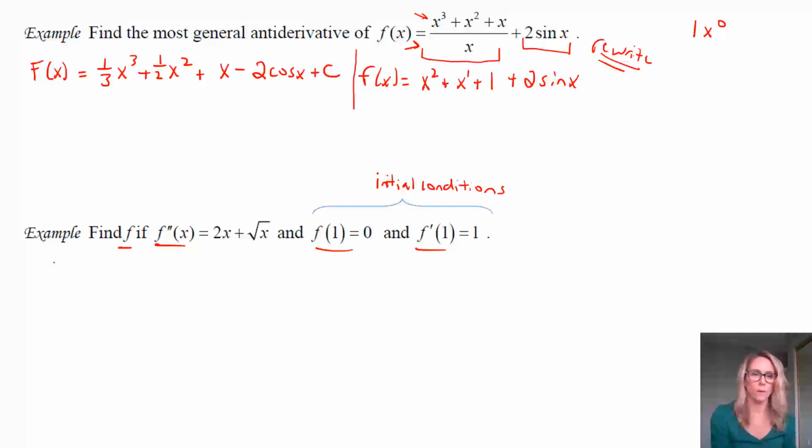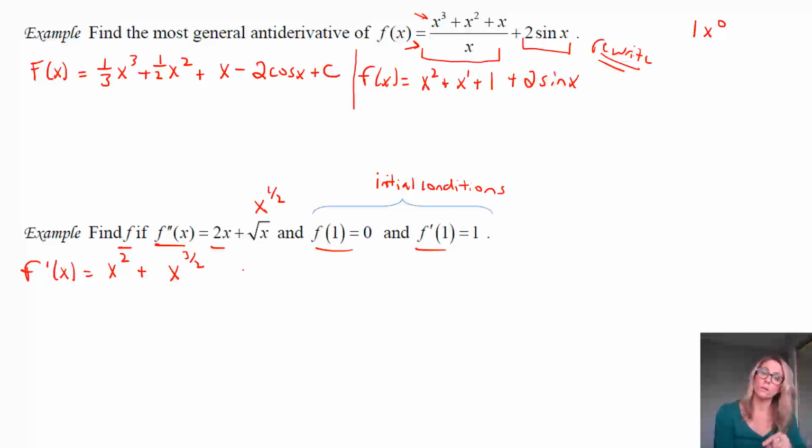So we have f double prime. The first thing we'd want to do is maybe just remember that the square root of x is x to the 1/2. That'll help us. So I'm going to take the first antiderivative. And we've seen 2x already today, so we know that that's x squared. And when we take the antiderivative of x to the 1/2, we're going to add 1 to the exponent, which will give us x to the 3/2. And then we're going to divide by 3/2. So you want to remember that dividing by a fraction is the same as multiplying by its reciprocal. And so that will give us 2/3. And then we have our plus c.